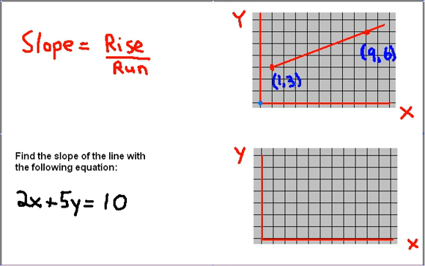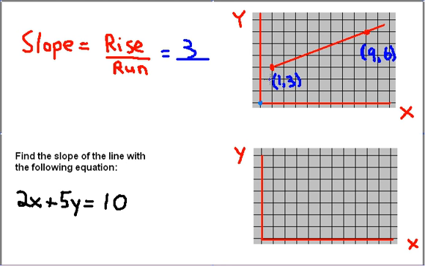Our y value for the first point is 3. Our y value for the second point is 6. So our rise is going to be the y value of the second point minus the y value of the first point. What is 6 minus 3? Well, it's 3. So our rise is 3.